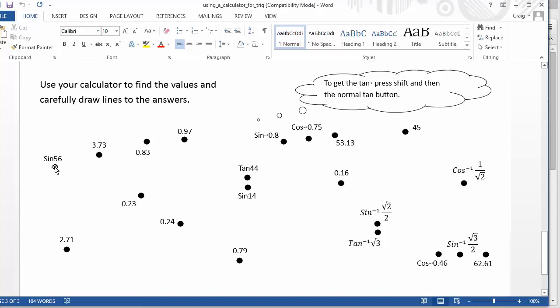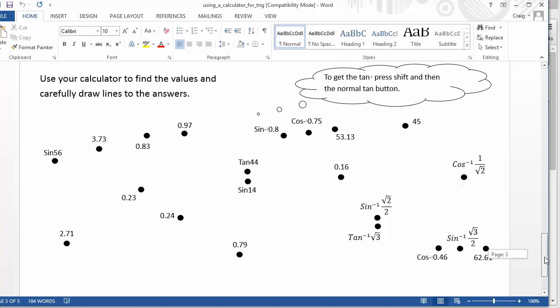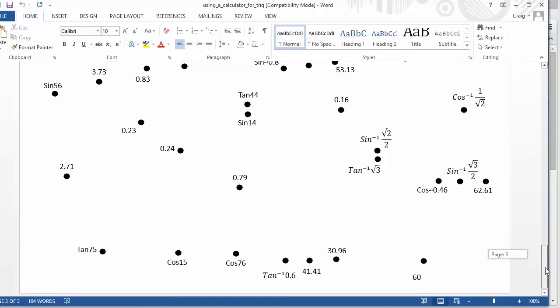So they bang into their calculators sine 56. And they see what answer comes out the other side. And if they see it hanging round and about close to sine 56, they draw a straight line from sine 56 to that answer. And then they move round to sine 14 and tan 44 and inverse sine of 0.8 and so on. And what's nice is there's plenty of little red herrings thrown in there.